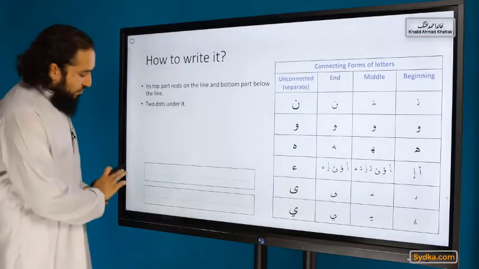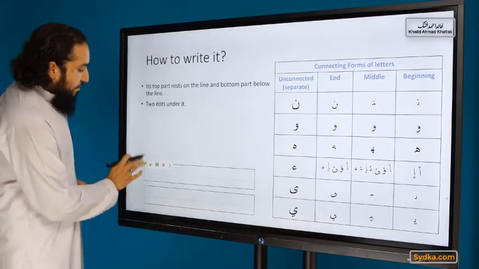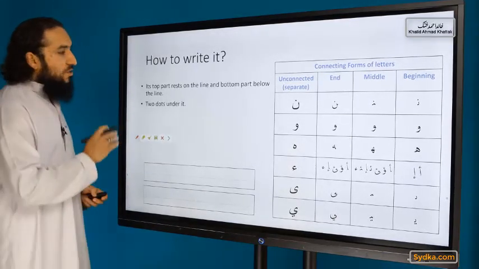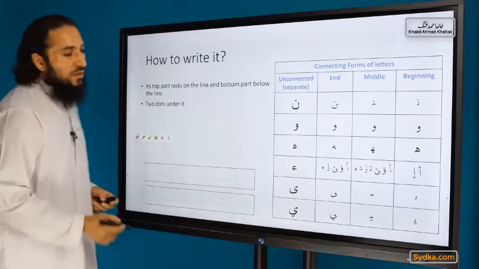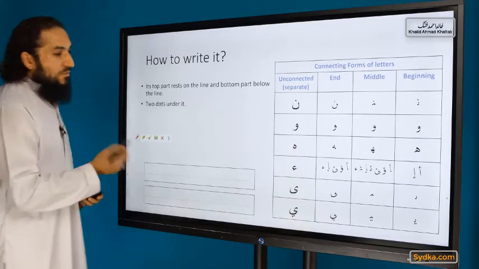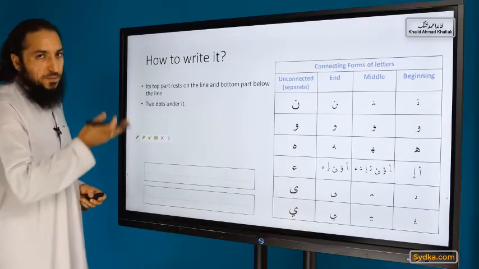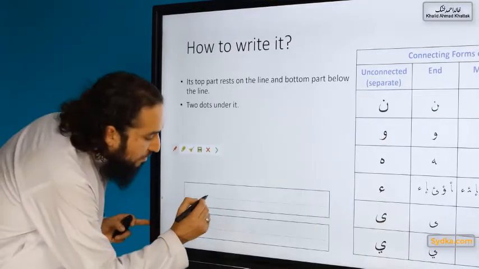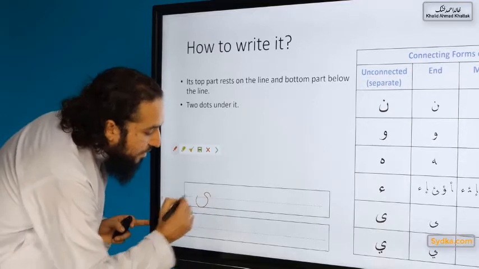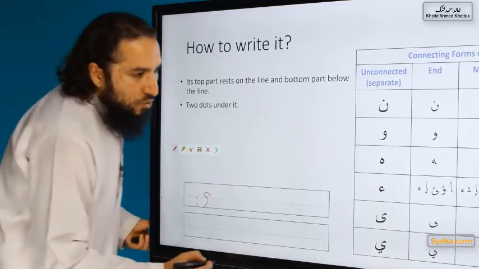So how to write it? Its top part rests on the line. It's similar to the one we just used here as well, alif maqsura. Its top part rests on the line and the bottom one below the line, and it has two dots underneath. Let me start writing here. Two dots.